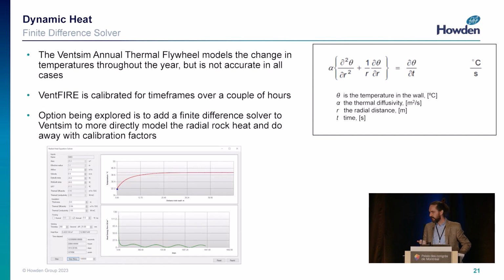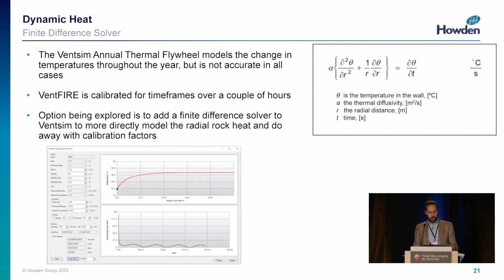So the option being explored is to add a finite difference solver to Ventsim to more directly model this equation. So what is that? Basically, we take the rock heat and break up the rock into discrete parts. We discretize that distance into the rock and solve this equation on very small cells along that line, and then we get that true behaviour with time.